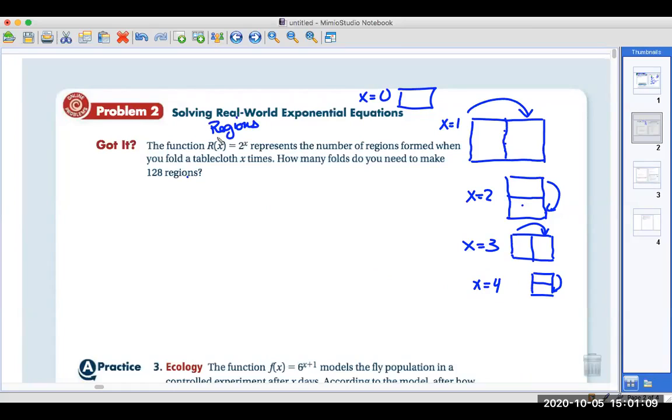So that number here needs to be 128 because we want to know x. Yeah, so the regions, we want to know how many folds. X is the number of folds. I'll write that over here.